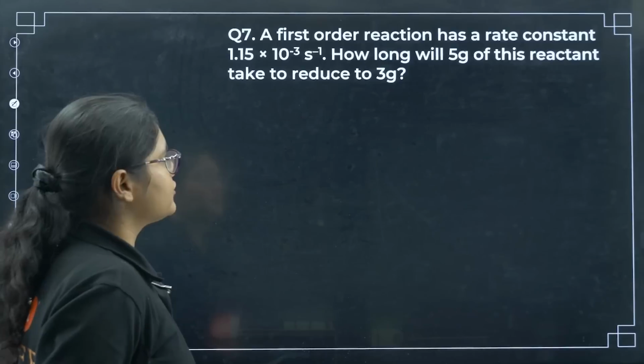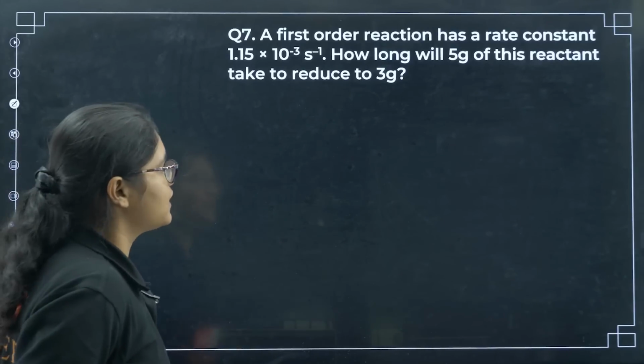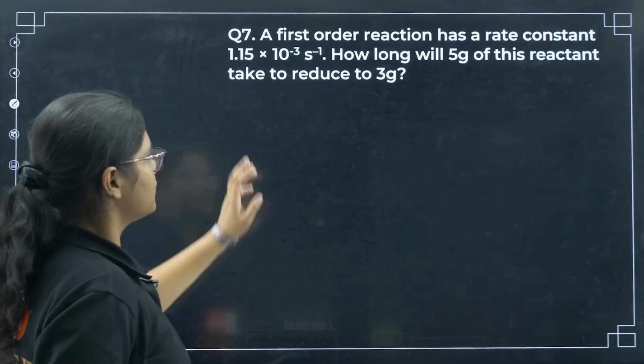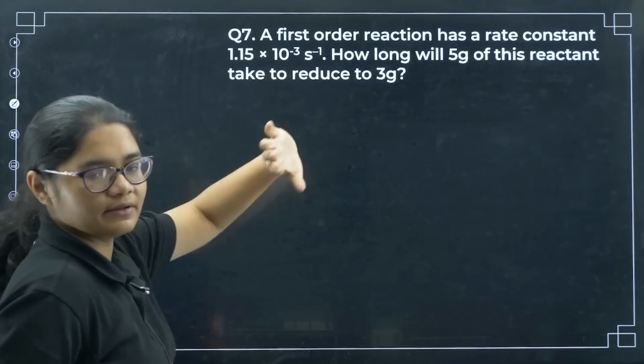Seventh one, a first order reaction has a rate constant given. How long will 5 gram of this reactant take to reduce to 3 gram? So if you see, the rate constant is also given, and it is first order.